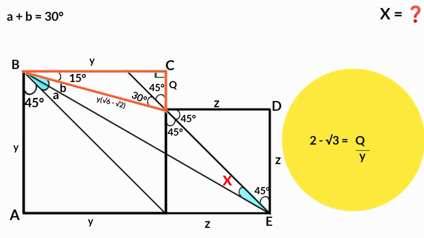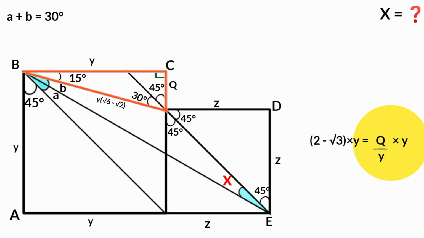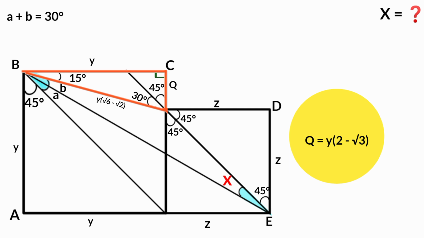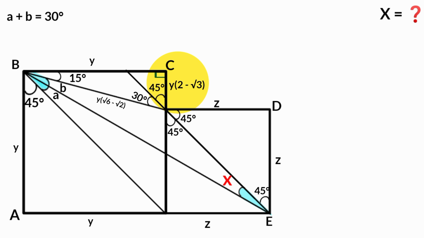If we multiply both sides by y, here y cancels y, and here (2 minus root 3) all multiplied by y is the same as y(2 minus root 3). So q equals y(2 minus root 3). That is, this line here is y(2 minus root 3) in length. But recall, the length of this whole line is y. That is, this side here is y minus y(2 minus root 3).